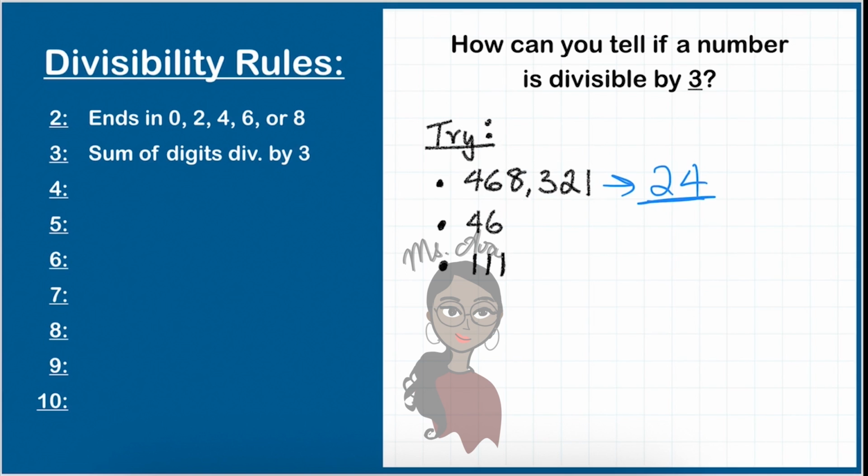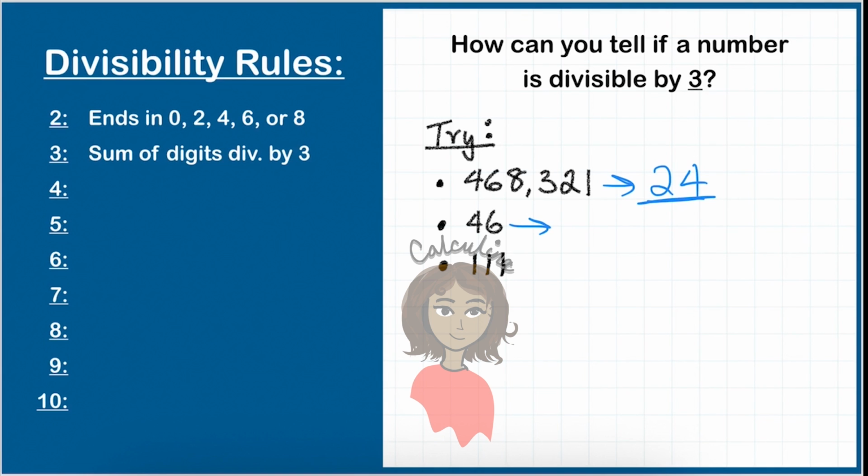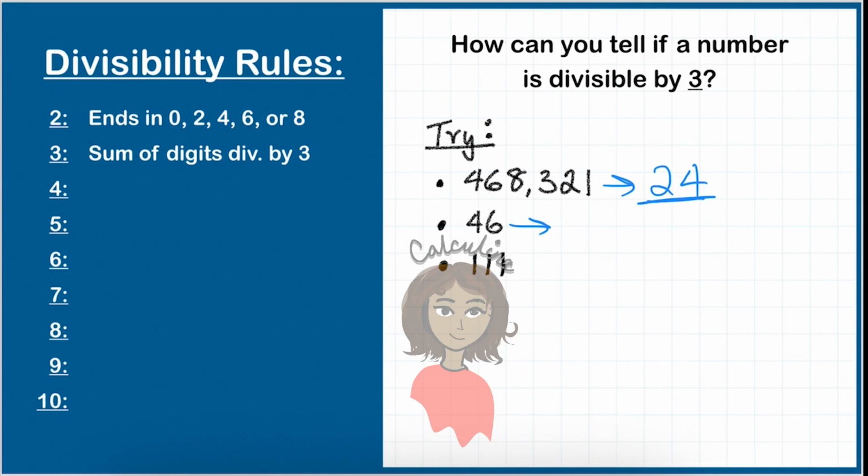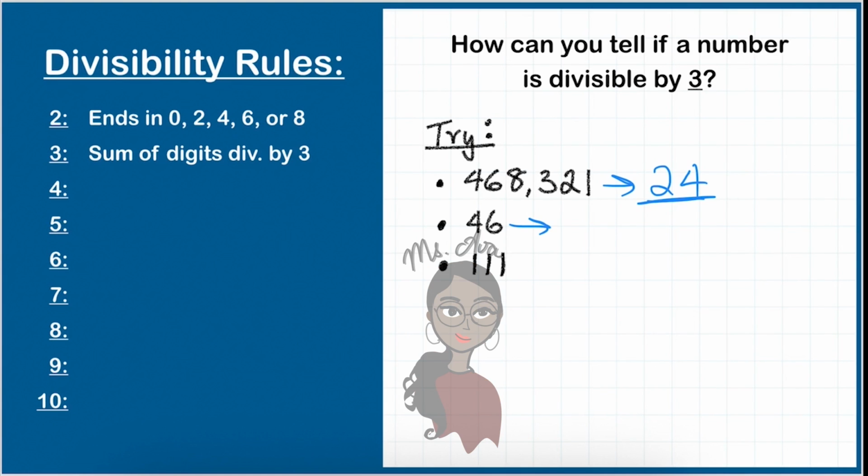Let's try these other two. Just the 46. Is 46 going to be divisible by 3? No. Okay, how do you know? Because 3 doesn't go into 10 evenly. Yes, exactly. So you added these two and you got a 10, and then we know that 3 does not go into 10, so 46 is not going to be divisible by 3.